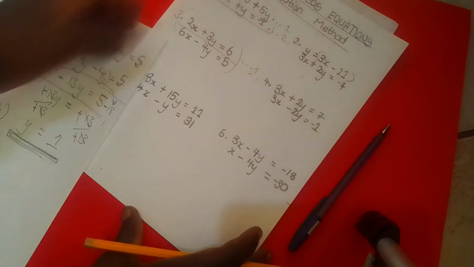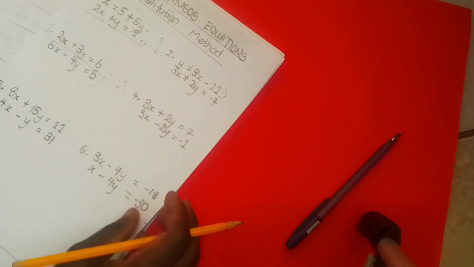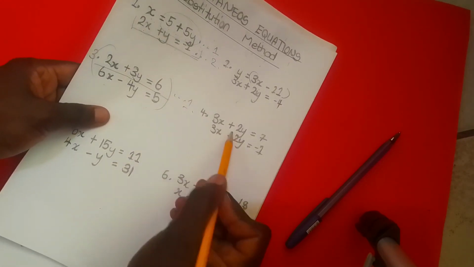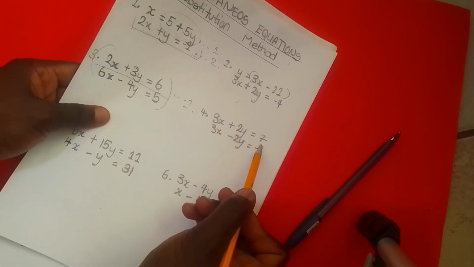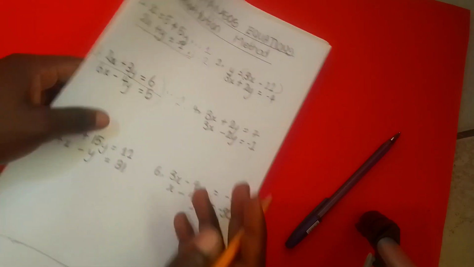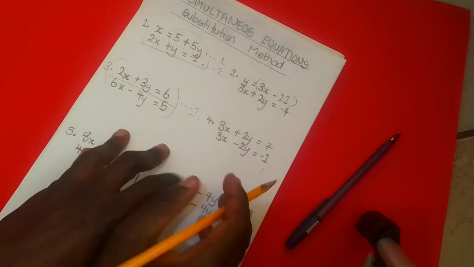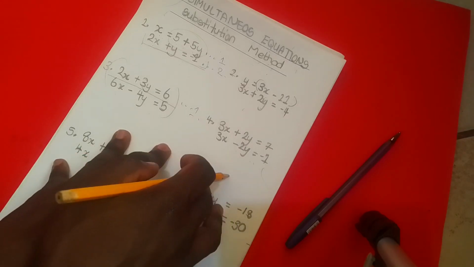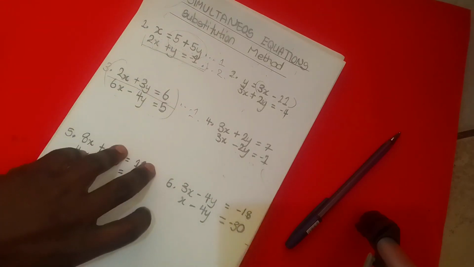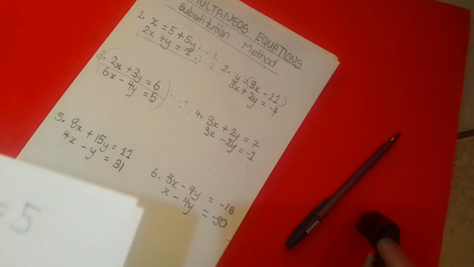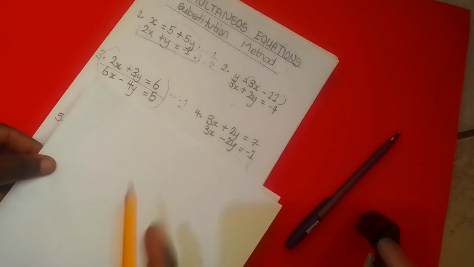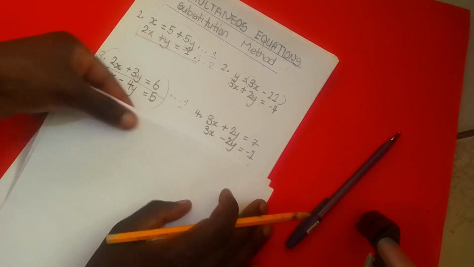We are moving on to question 4. 3x plus 2y is equal to 7, and 3x minus 2y is equal to negative 1. Right? Okay, so we are not using the elimination method. We are using substitution. So, okay, let me take a blank paper.